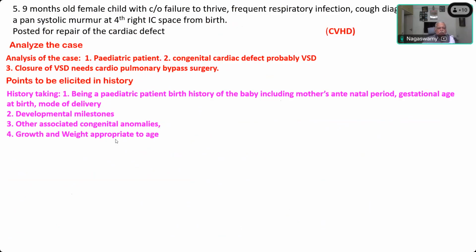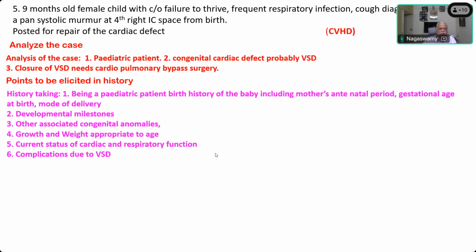And growth and weight, whether it is appropriate for age, because the child had repeated respiratory infection and cough, nutrition may not be adequate. So see the weight of the child and see whether it is appropriate for the age of the child, and current status of cardiac and respiratory function.